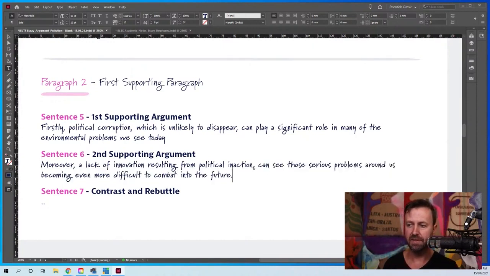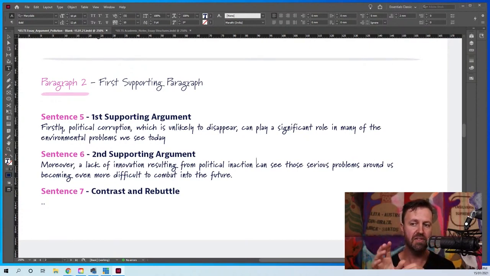Now I'm actually going to delete that comma. Okay, so we've got here, moreover, a lack of innovation resulting from political inaction can see those serious problems around us becoming even more difficult to combat into the future.